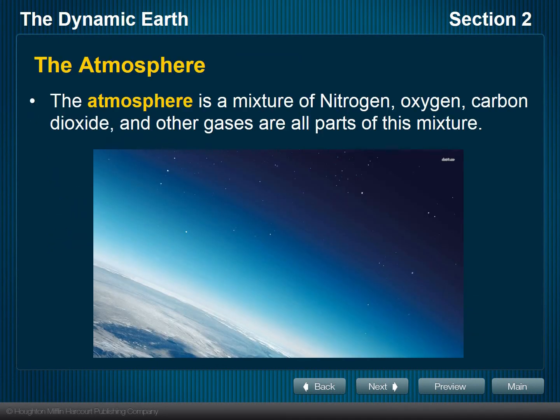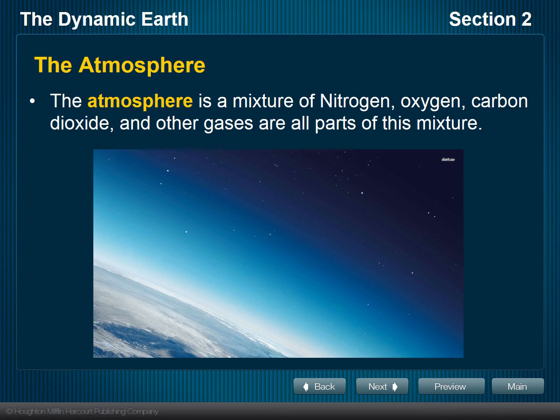The atmosphere is a mixture of gases that surrounds a planet such as Earth. Nitrogen, oxygen, carbon dioxide, and other gases are all parts of this mixture. Gases can be added to and removed from the atmosphere through living organisms. For example, animals remove oxygen when they breathe in and add carbon dioxide when they breathe out. Volcanic eruptions also add gases to the atmosphere, while vehicles both add and remove gases.